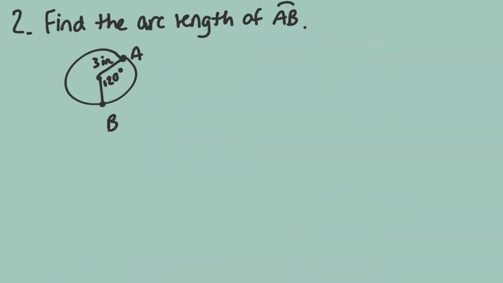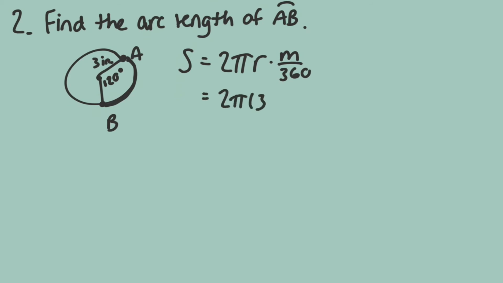So for this one, find the arc length of arc AB. We want to find that arc length. Well, we know we can do 2 pi r, but then we need to multiply it by the measure over 360. So the circumference, 2 pi r, that's 2 times pi times 3. And then to make it just this portion, we'll multiply it by 120 over 360. And we get about 6.28 inches.